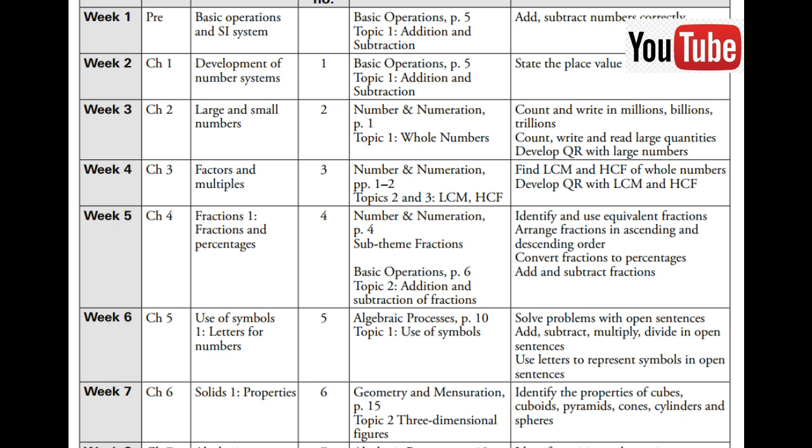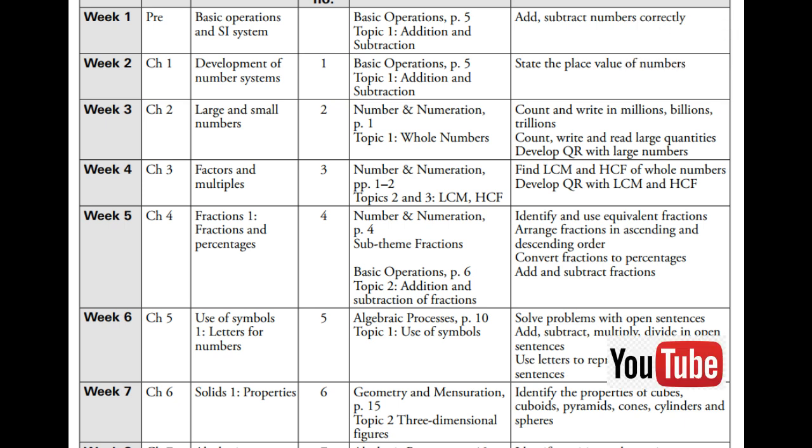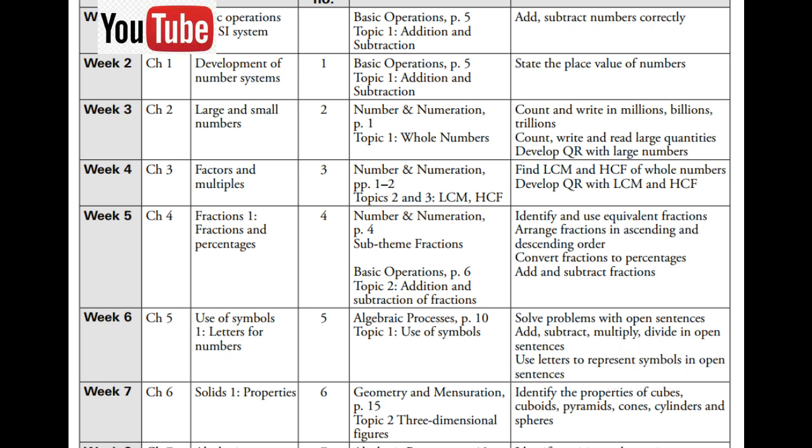So from this junior basic mathematics, we'll divide it into terms. Term 1, then we'll proceed to term 2, and then finally term 3. So for now, we are in term 1. In term 1, the first week we'll cover basic operations and systems. So in this one, we'll look into addition and subtraction of numbers. The objective is for us to be able to add and subtract numbers correctly.